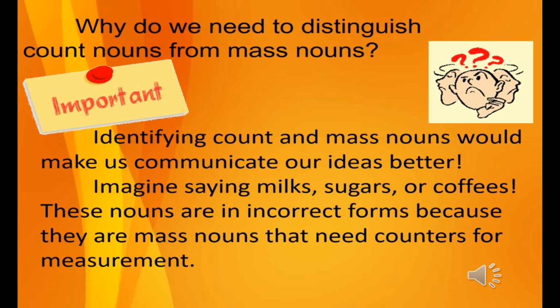Now, class, to sum it up, why do you think we need to distinguish count nouns from mass nouns? Because identifying count and mass nouns would make us communicate our ideas better. Imagine saying milks, sugars, or coffees. These nouns are in incorrect forms because they are mass nouns that need counters for measurement.